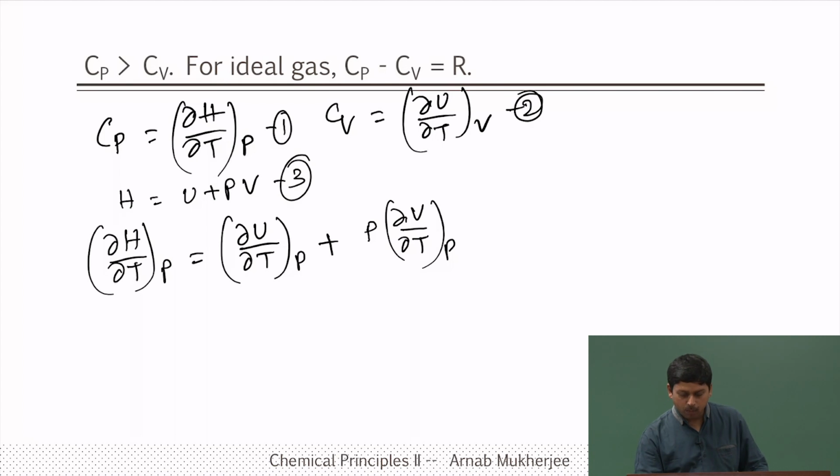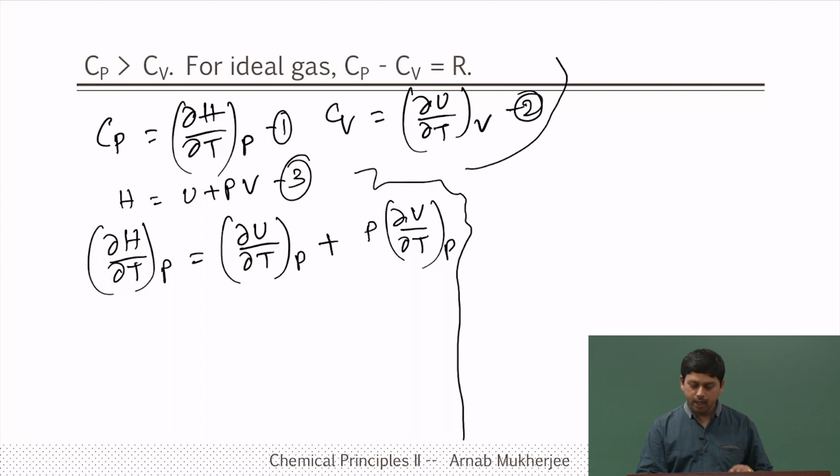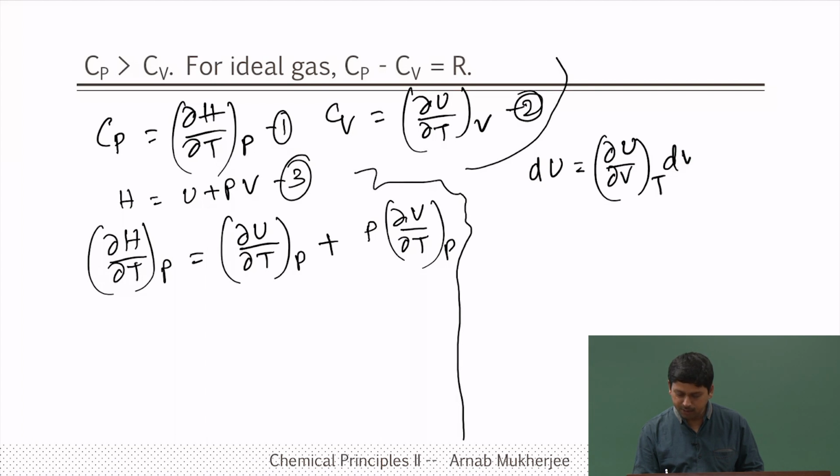Now, you see we have del U by del T at a constant pressure. We cannot write that as Cv, because Cv is del U by del T at a constant volume, but here we have constant pressure. So, we cannot just substitute that. What we are going to do is a little bit lengthy: we have to again express U in terms of V and T. So, dU equals del U by del V at constant T dV plus del U by del T at constant V dT.